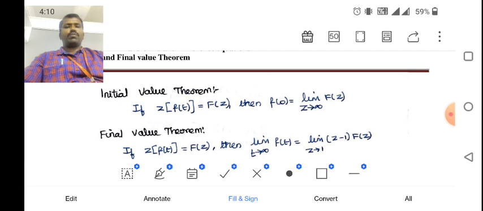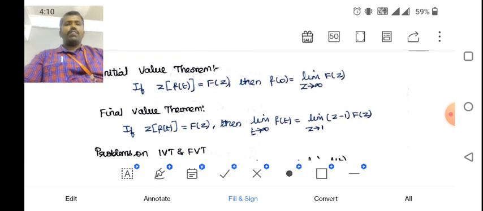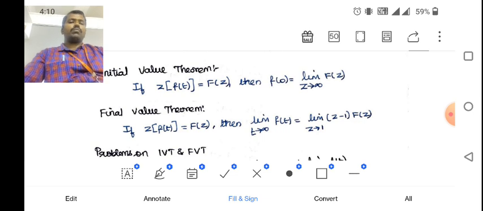If Z of f(t) equals capital F of z, then f(0) equals the limit as z tends to infinity of F(z). Final value theorem: if Z of f(t) equals F(z), then the limit as t tends to infinity of f(t) equals the limit as z tends to 1 of (z minus 1) into F(z). These two formulas are the initial value theorem and final value theorem formulas.